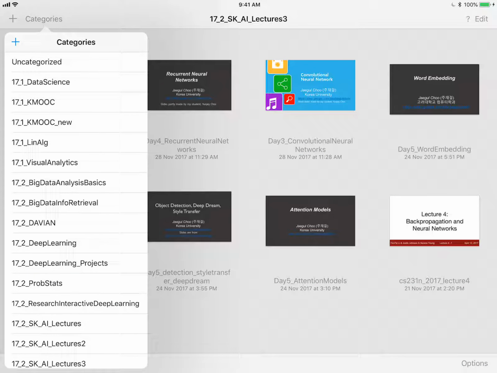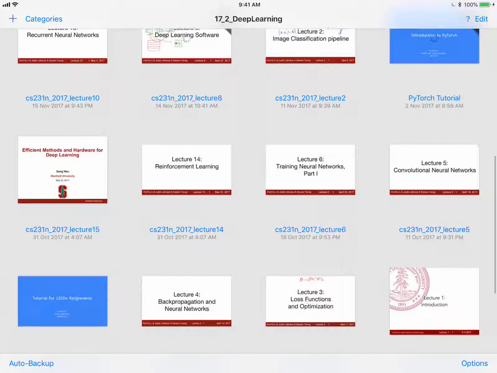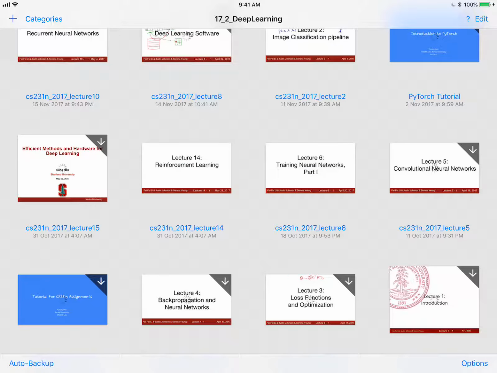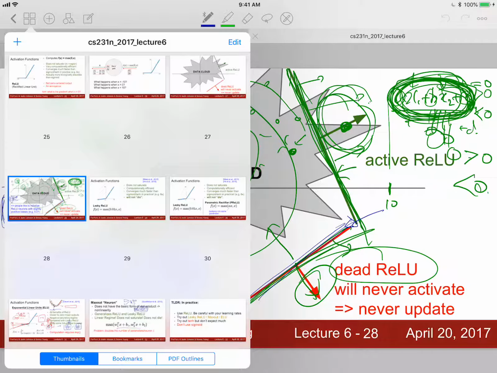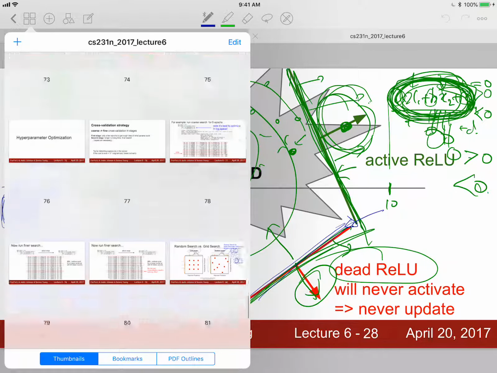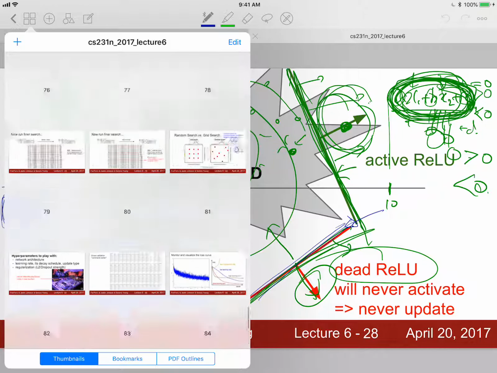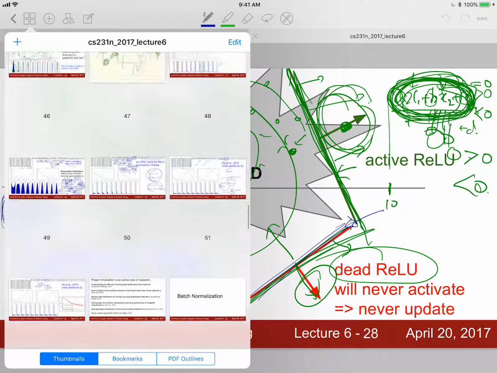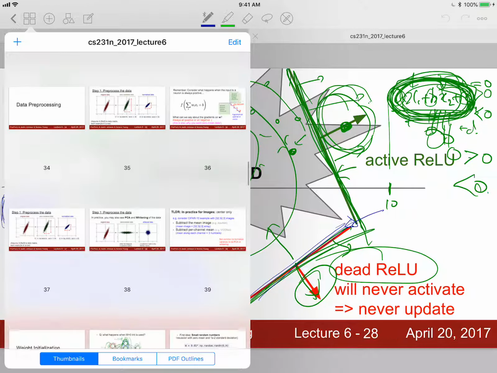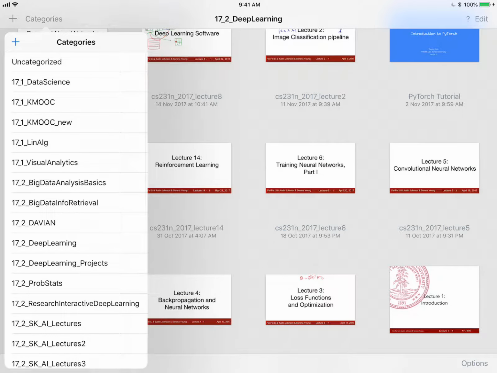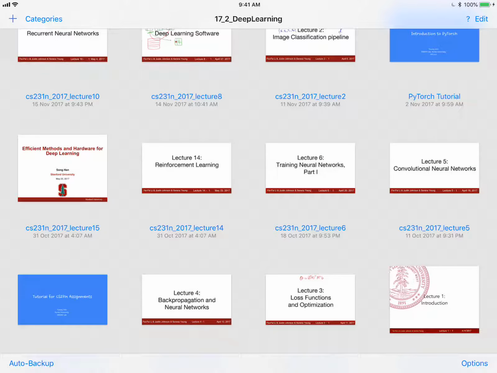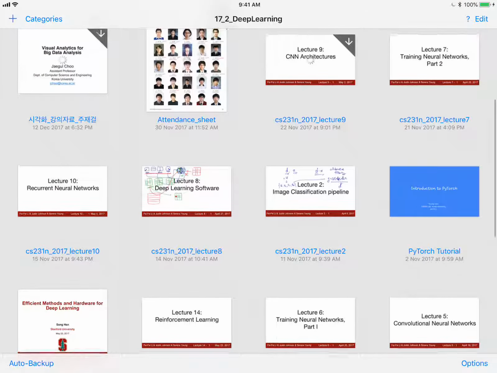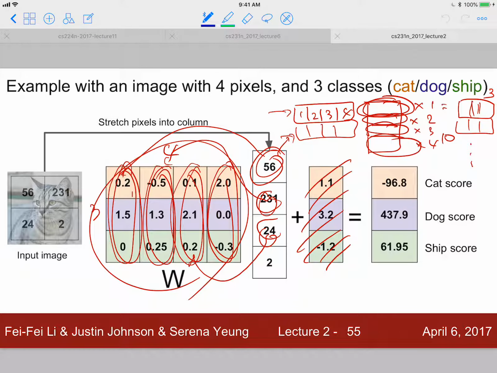Let's see. So let me see if I can find it. When doing the image classification task, the first category is fixed as maybe cat, and the second dimension is fixed as maybe dog, and so on. Yeah, okay, this figure.